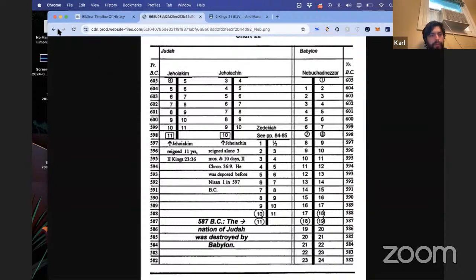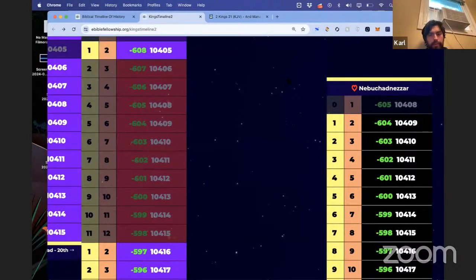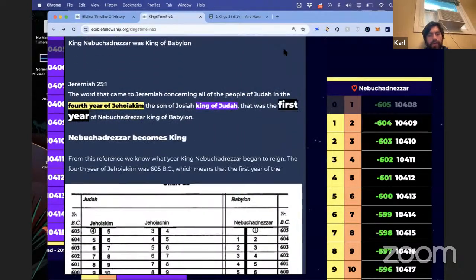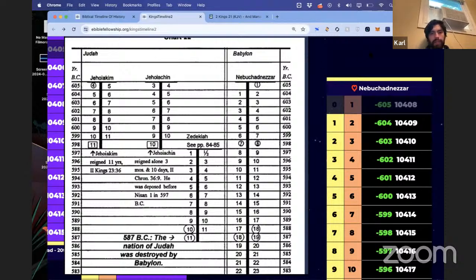Let me just go back for a second. All right, so you see that Mr. Camping actually laid out the kings' timeline in a very similar fashion. We copied it over. So he places Nebuchadnezzar in Jehoiakim's 4th year. And he just lays it out in a very similar fashion. So I just thought I would show this.